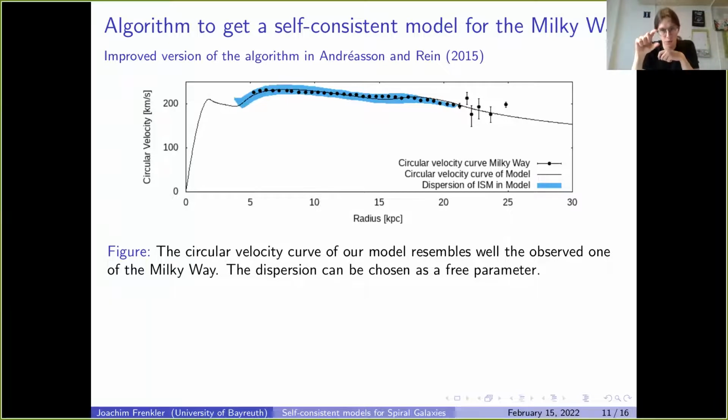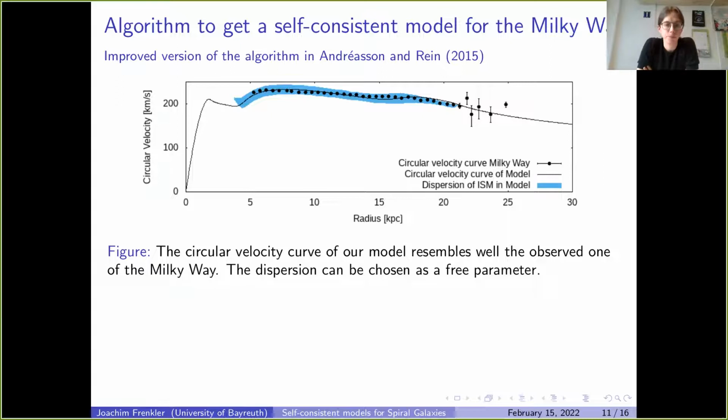And the thickness of this blue stripe can be chosen arbitrarily, because we can enter the dispersion sigma as a free parameter in the algorithm. And the sigma says how thick we have to choose the stripe on which we define our ansatz function. And well, yes, so we can choose it freely.